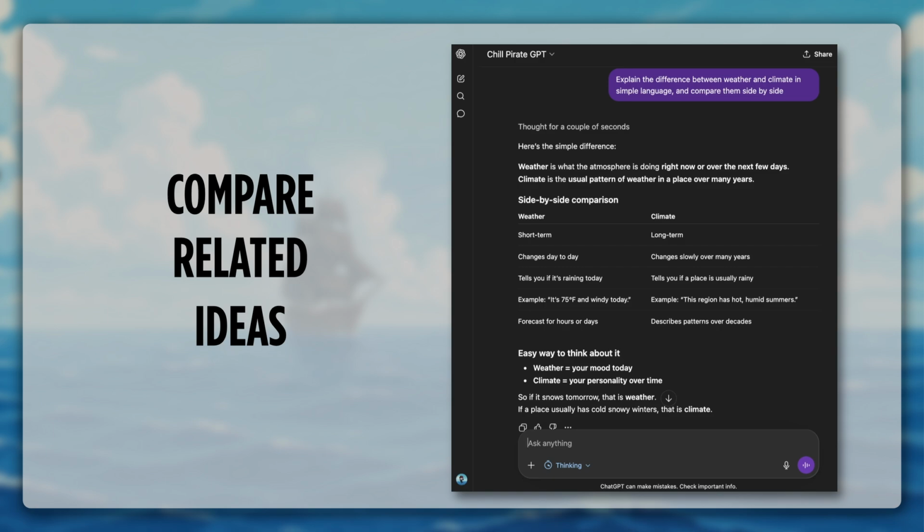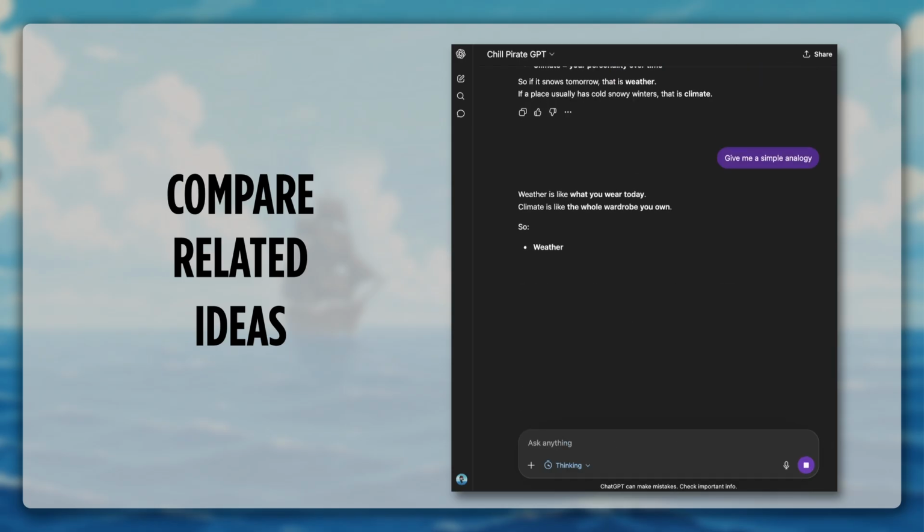And that side by side part matters, because that comparison helps reveal the difference more clearly than isolated definitions often do. In this example, AI is telling us how weather is what the atmosphere is doing right now or over the next few days, and climate is a pattern of weather in place over many years. And so things are already clearer, and then it gives us a side-by-side comparison so you can see the differences directly. And of course, we can give it some of the same prompts that we used in the inflation example.